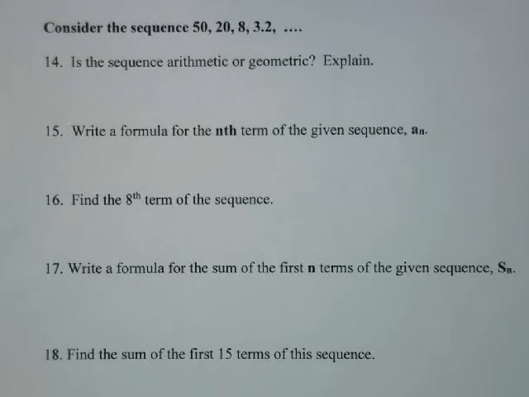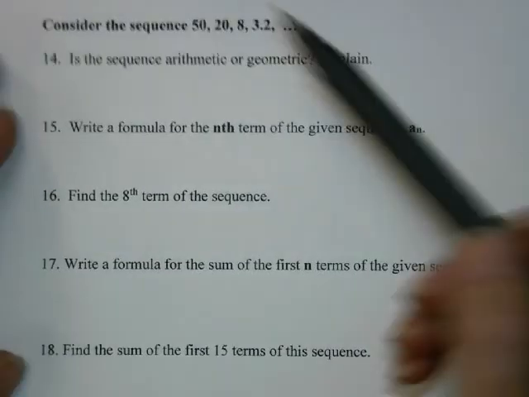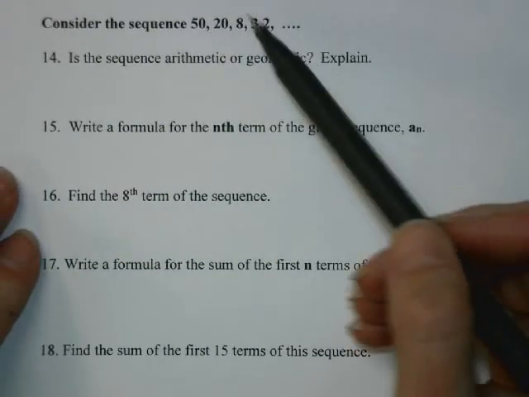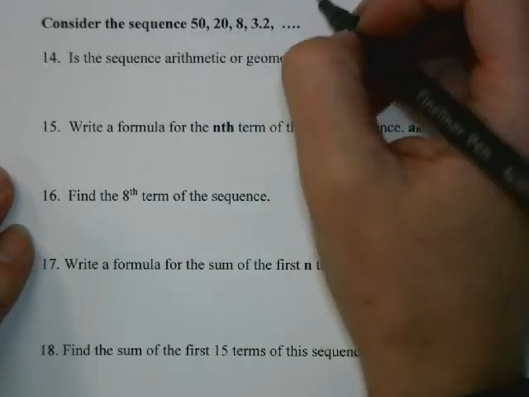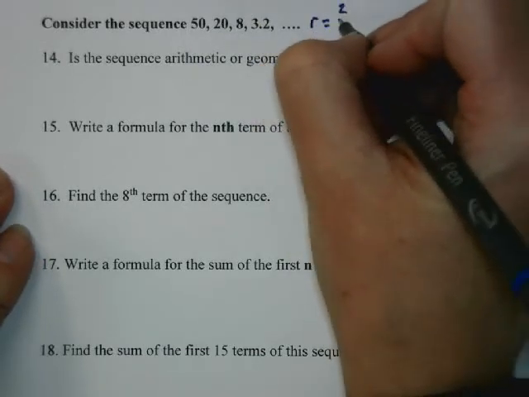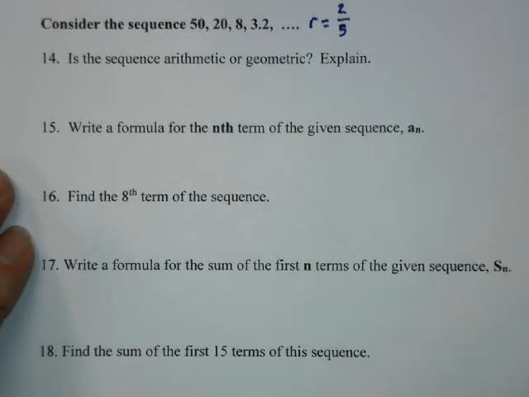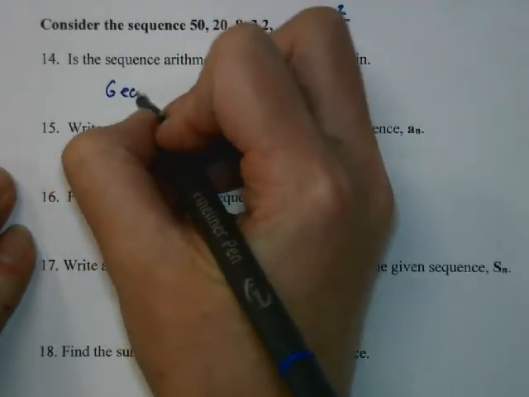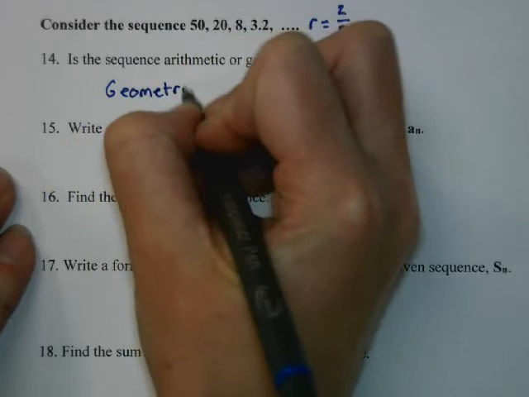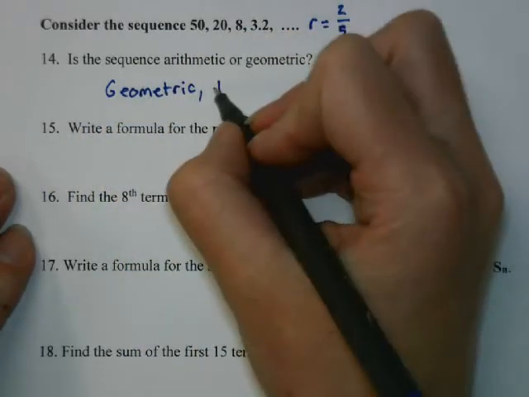Okay, the next one here is going to be geometric. If you divide any term by the previous term, we're going to get a common ratio of 2/5. So this is geometric because there is a common ratio.